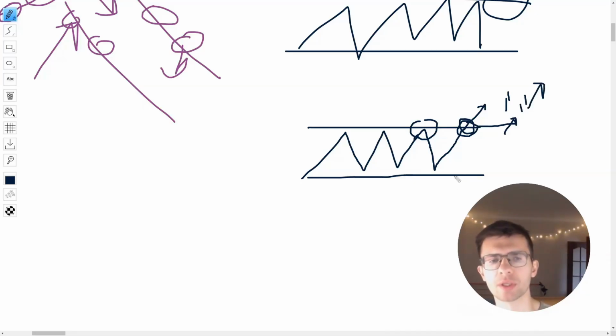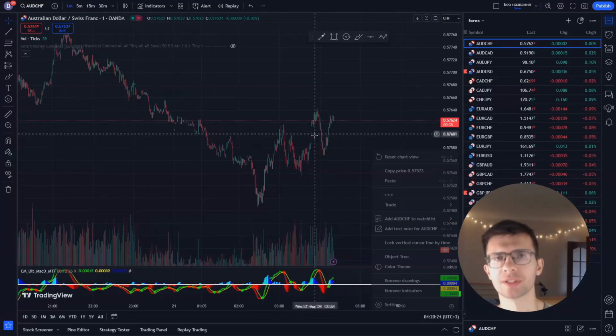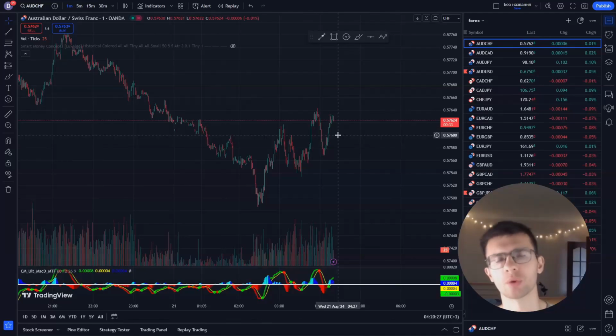The same applies when a support level is broken. We have broken the support level. We wait for 2 consecutive minute candles, the first minute candle, the second minute candle, and we can open a trade for a decrease. I will now try to find something in the currency market and show you an example of how it all works.